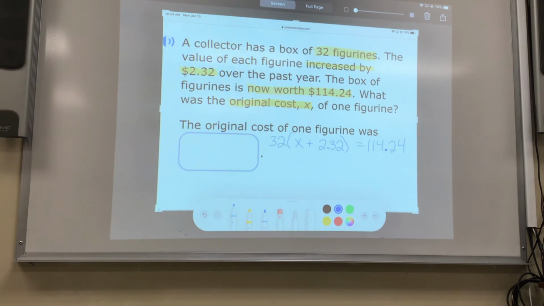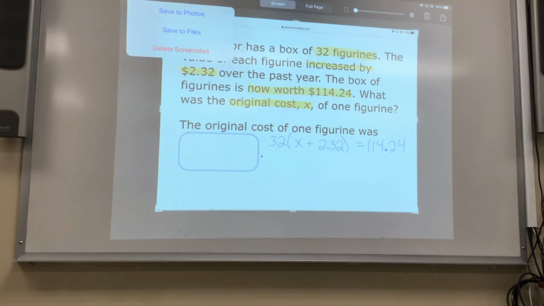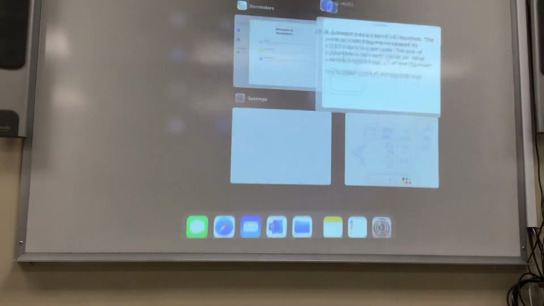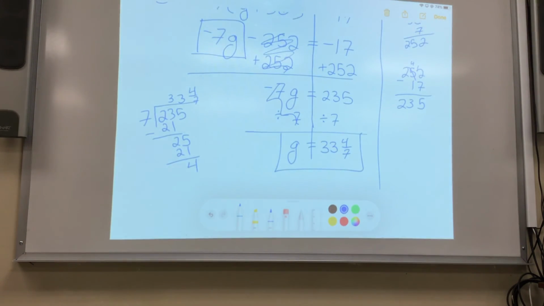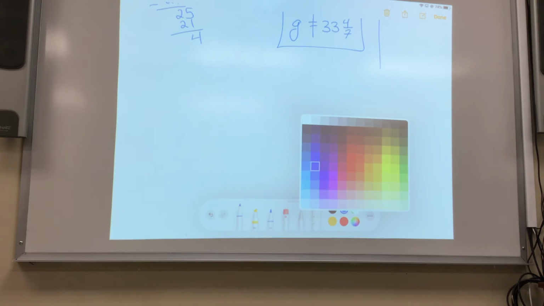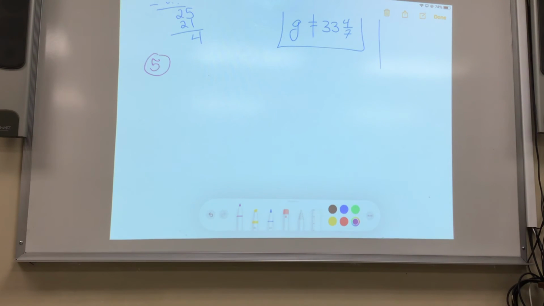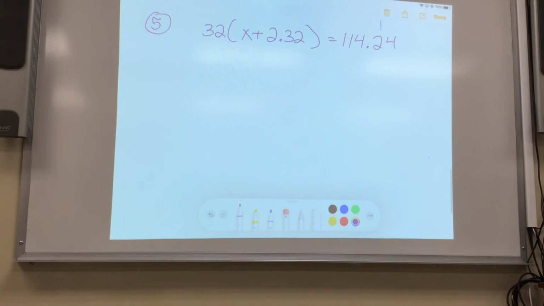Super easy, but a lot of work. Okay, to solve that, I'm going to bring up the notes document. 32 times the quantity x plus 2.32. Is that right? I've got all my numbers right? Okay. How do I solve it?